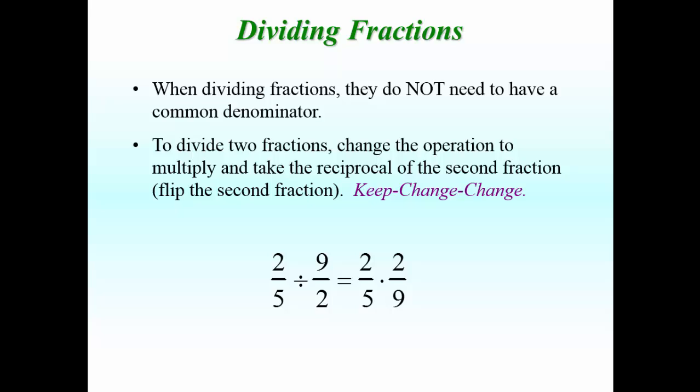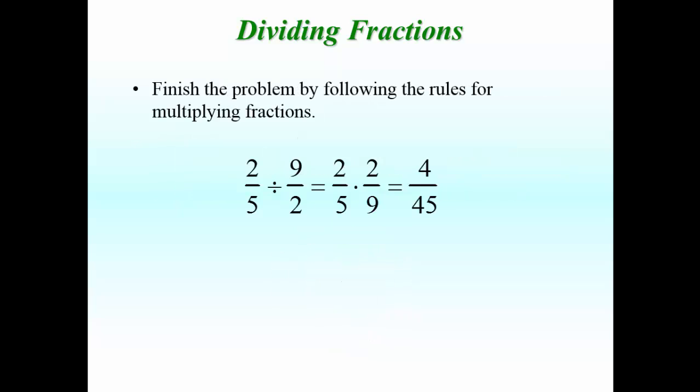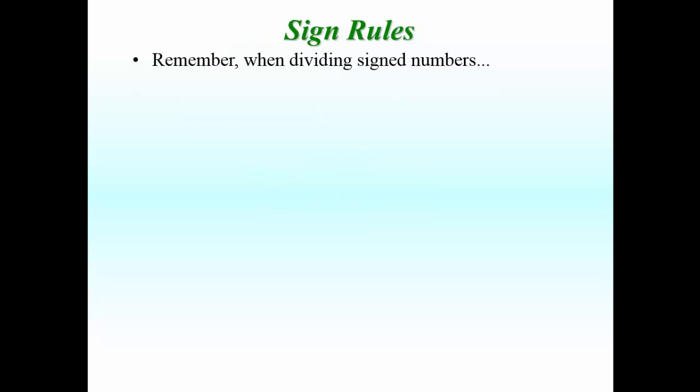So here we keep our 2/5, we change our division to multiplication, and we take the reciprocal, or flip over, that second fraction. So 2/5 divided by 9/2 is 2/5 times 2/9. So you're going to change the operation, you're going to flip that second fraction, and then it becomes a multiplication problem. So 2/5 divided by 9/2 becomes 2/5 times 2/9, and then you get to multiply straight across the top, straight across the bottom to get 4/45 as your final answer.